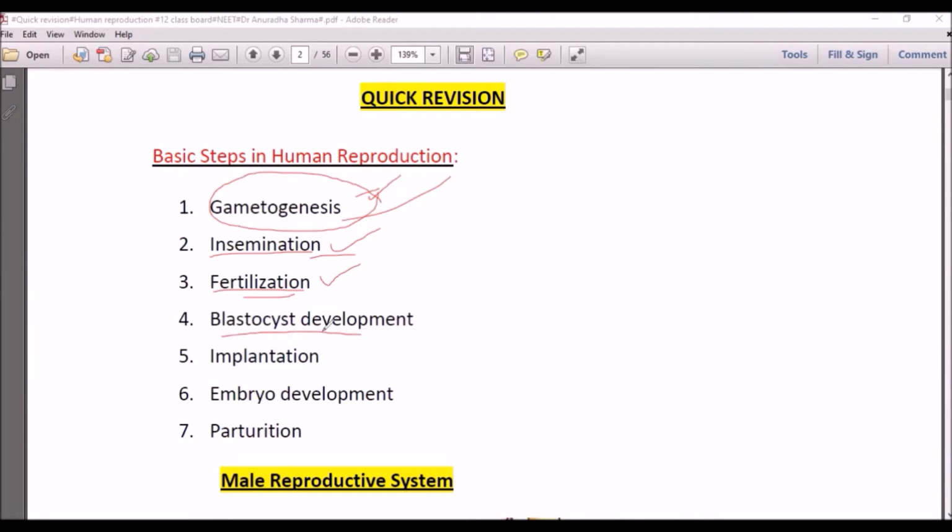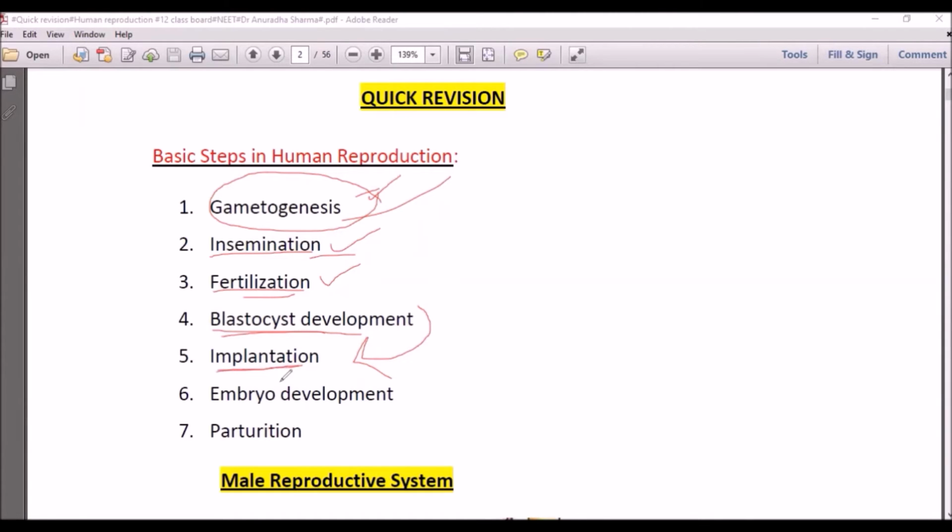So after fertilization, the zygote develops into the blastocyst, and this blastocyst goes into the uterus. So fourth is blastocyst development. Fifth is implantation. Implantation means that this blastocyst has to be implanted in the endometrium of the uterus so that it can grow into the embryo.